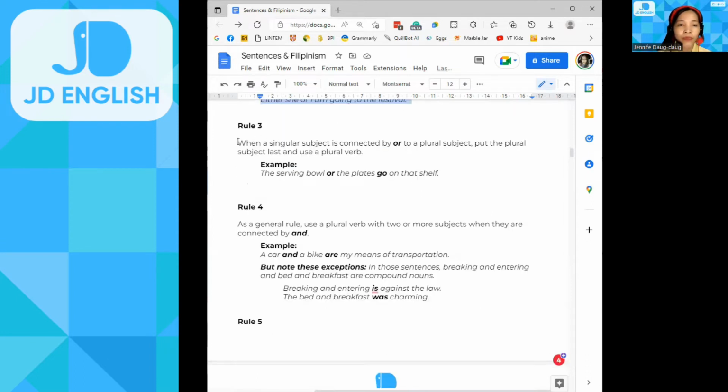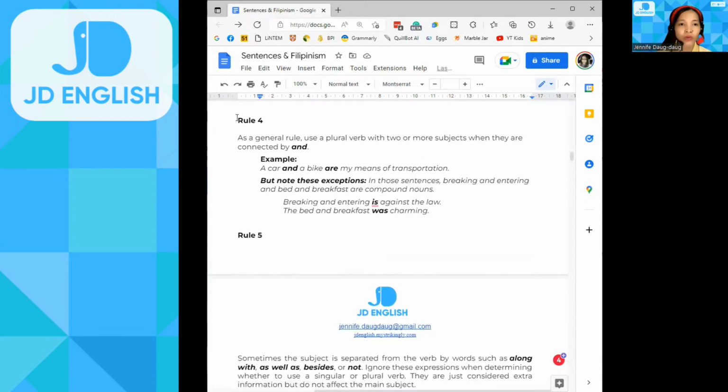Rule number three, when a singular subject is connected by or to a plural subject, put the plural subject last and use a plural verb. Example, the serving bowl or the plate go on that shelf. Rule number four, as a general rule, use a plural verb with two or more subjects when they are connected by and. Example, a car and a bike are my means of transportation.